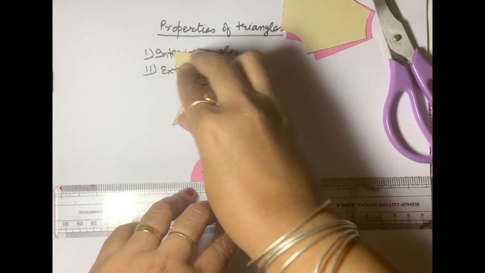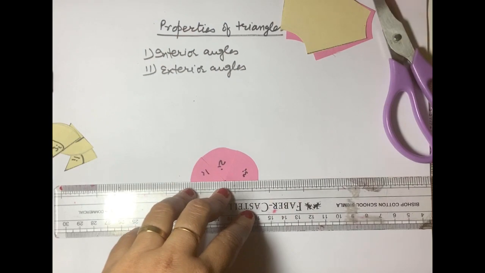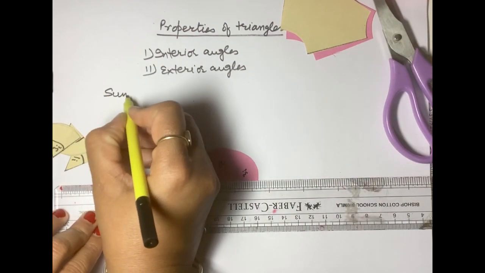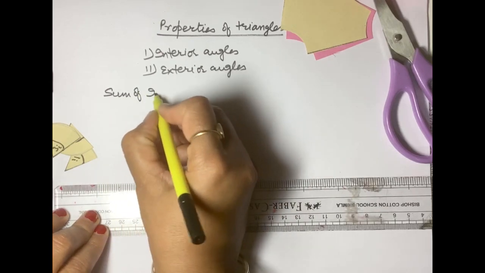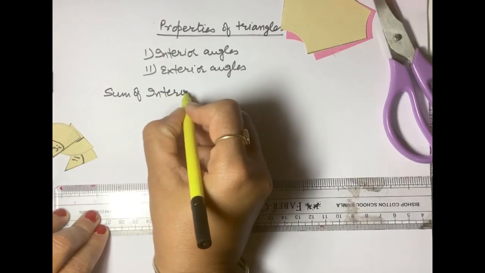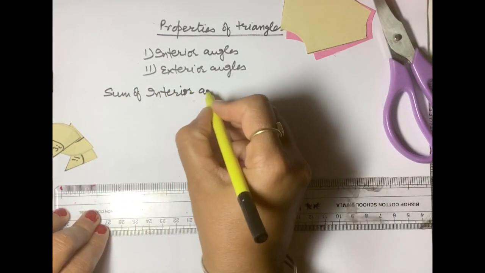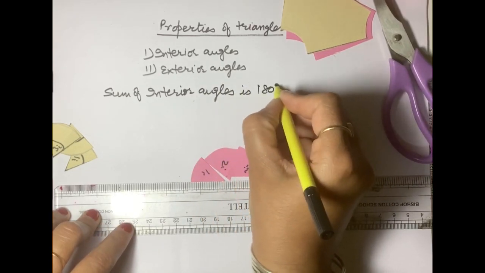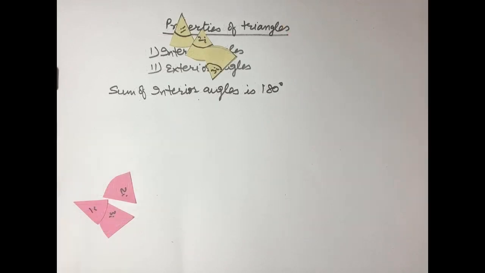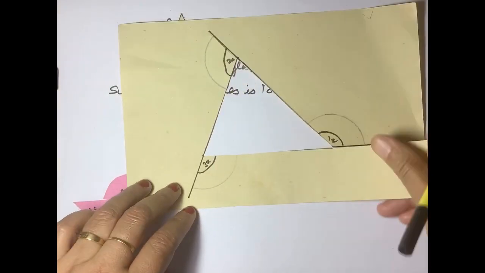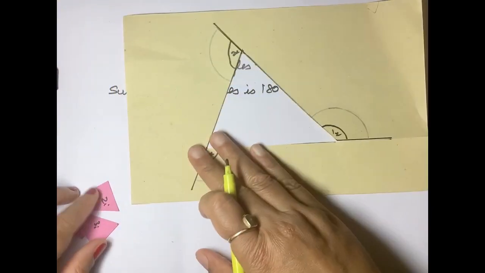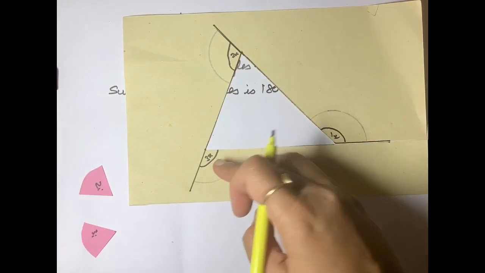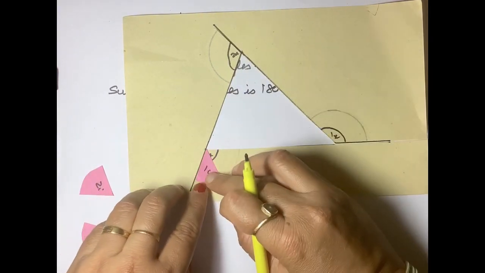Here what we can write? First property, sum of interior angles is 180 degree. Now if we try to adjust two interior angles on third exterior angle, what we see?